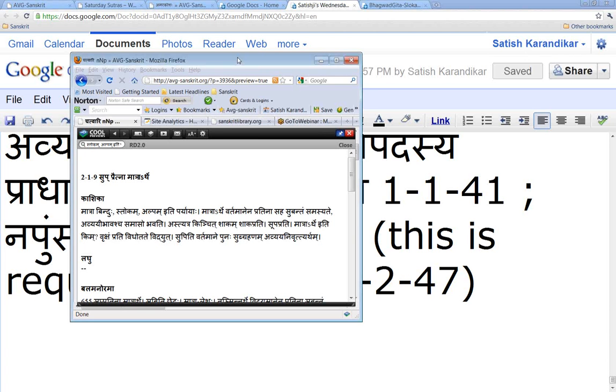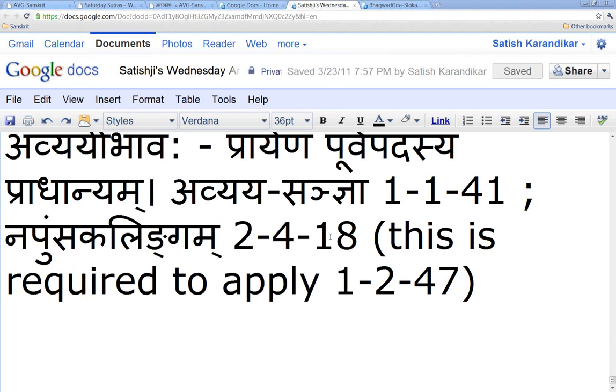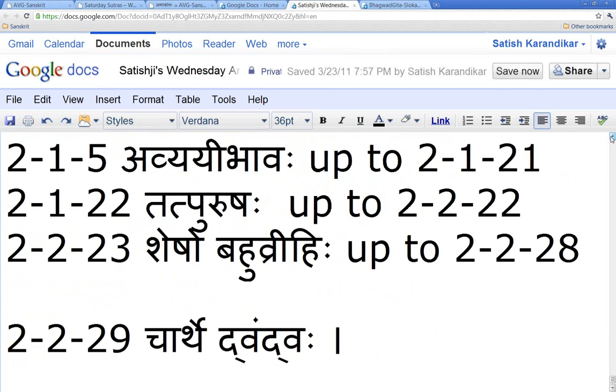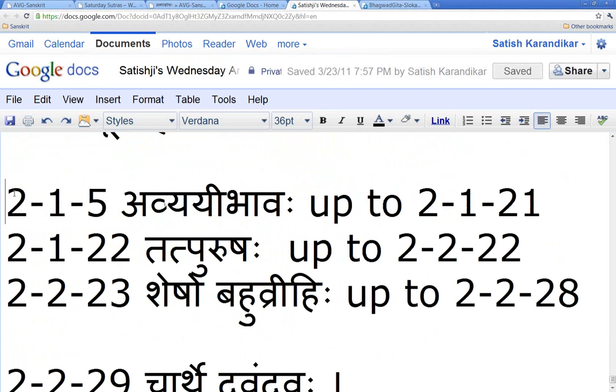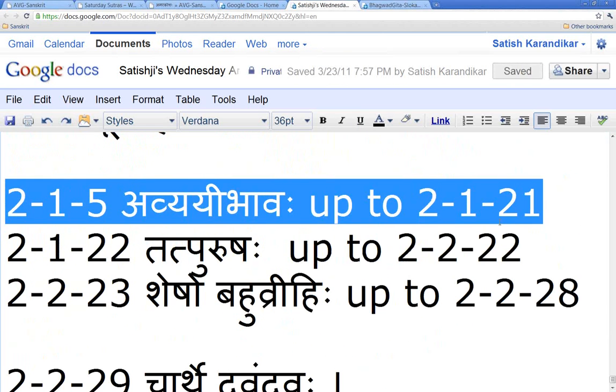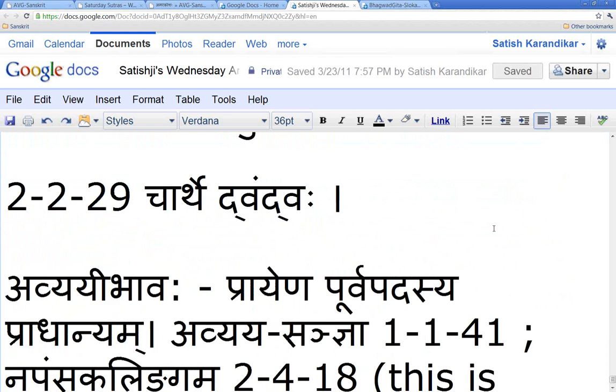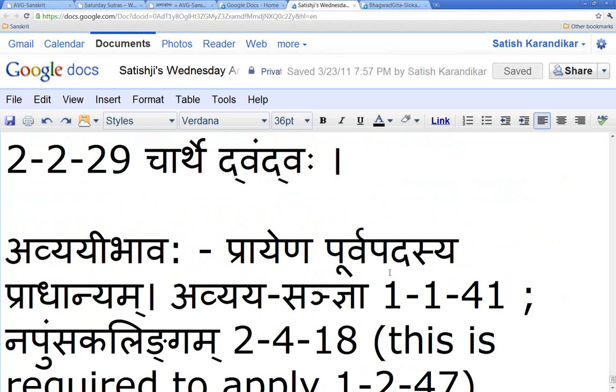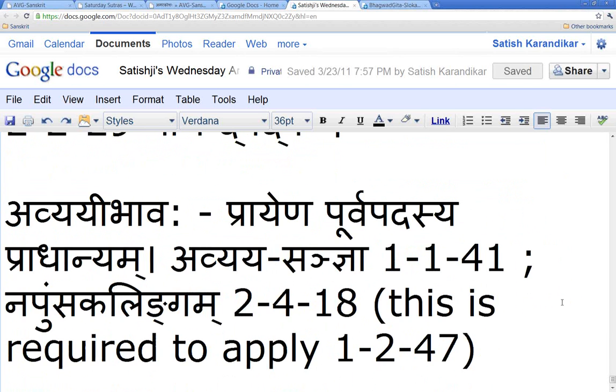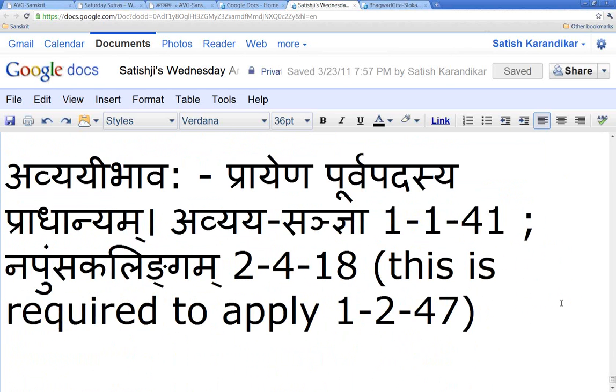So one more time, just recapping, Avyaya Bhava Samasaha, this Adhikara of Avyaya Bhava, goes in 2.1, of course, from 2.1.5 up to 2.1.21. Avyaya Bhava is a sutram, and then it will have Purapadasya Pradhanyam, then it will also have the Avyaya Sanya, the Avyaya Bhavascha, Napumsakalingam 2.4.18, but it will only be Prayena, only Prayena. So a samasa like Shaka Prati will not give it; the Pradhanyam has gone to the Uttara Padam now.